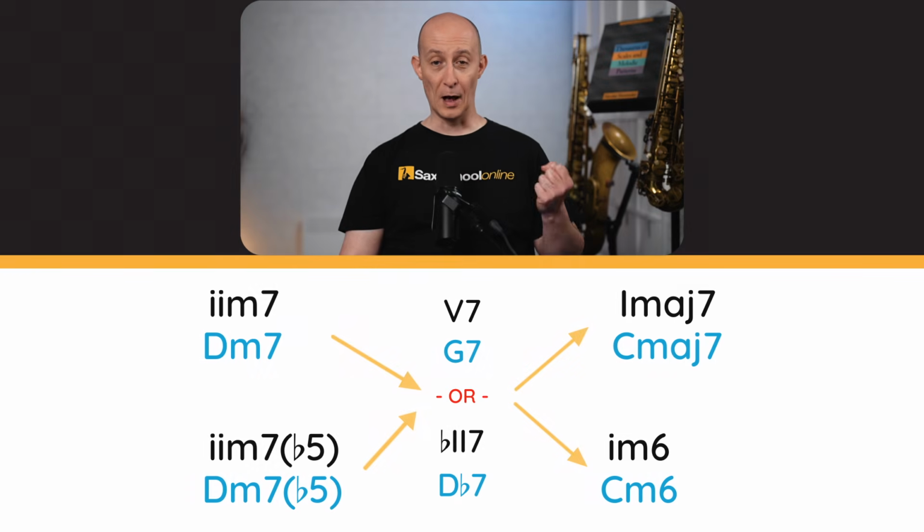So when you see a minor chord or a minor 7 flat 5 chord, as if it was a minor 2-5-1, followed by a dominant chord a semitone down, resolving to a 1 chord another semitone down, then you know what you're looking at is a tritone substitution.